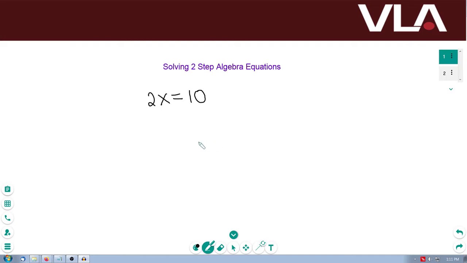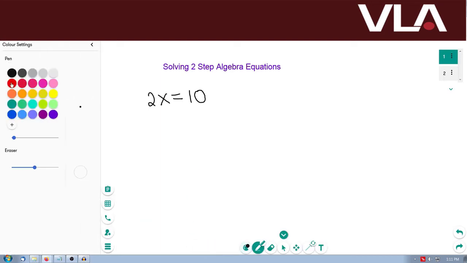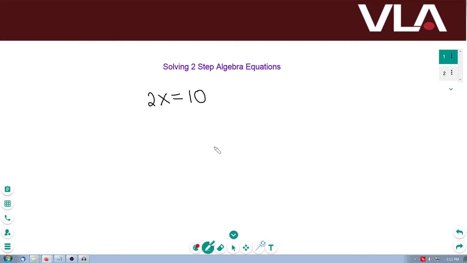Before we solve two-step algebra equations, I want to first touch on solving one-step. The reason we call this a one-step algebra equation is that it only takes, yes, you guessed it, one step to solve. So if we look at the given problem, 2x equals 10, that means 2 times some number equals 10. We might be able to do this in our head, thinking of 2 times what number equals 10, obviously that number is going to be 5. But to solve that algebraically, let's go ahead and do that.